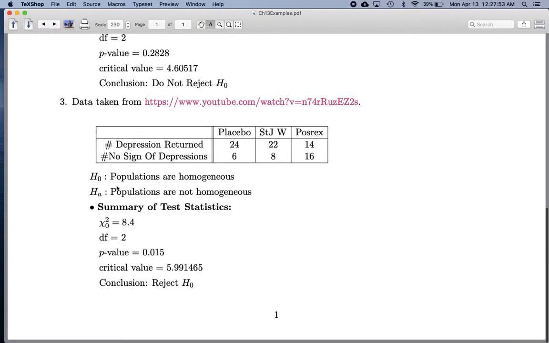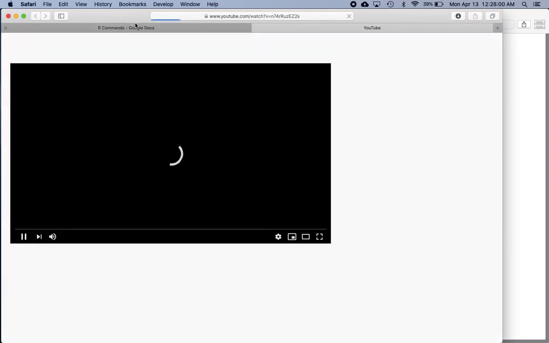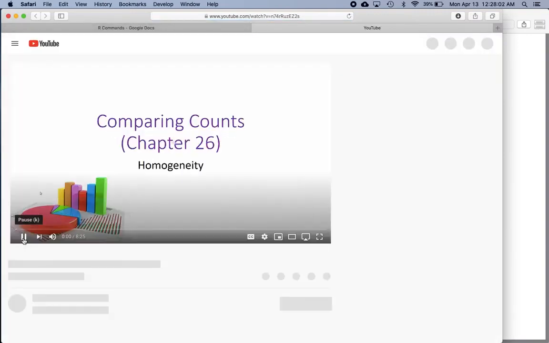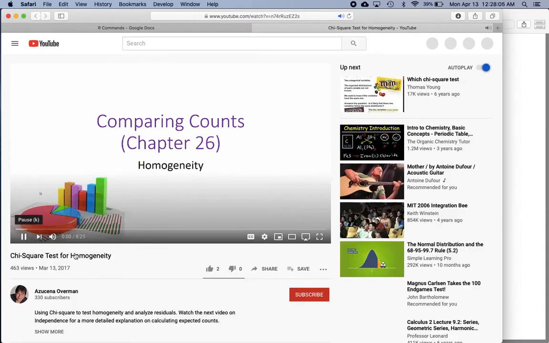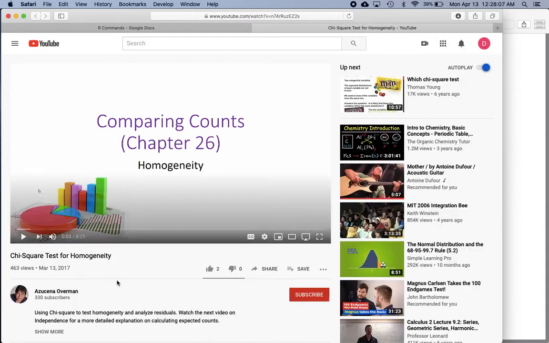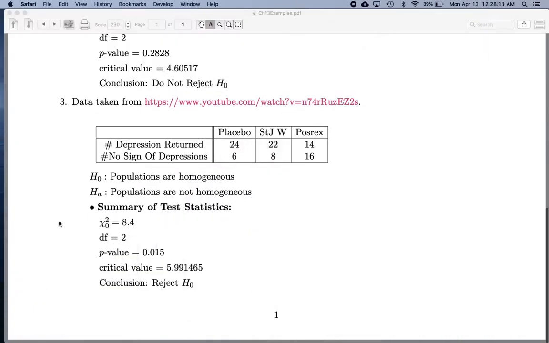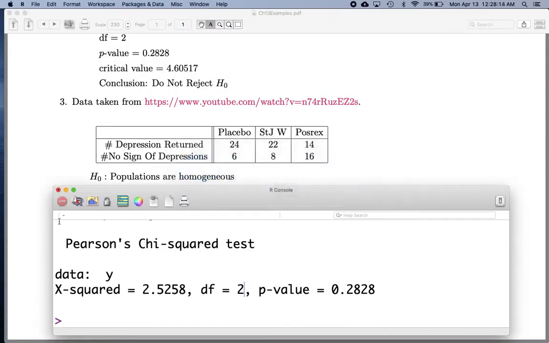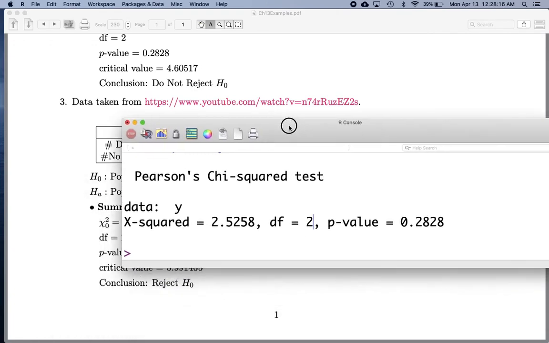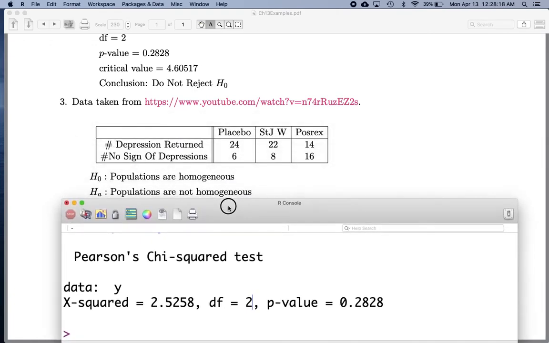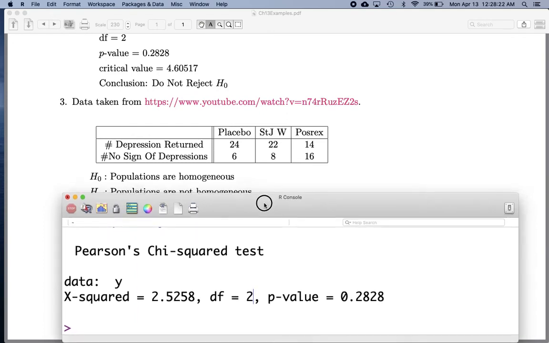Okay, so our final data set is taken from this last video. I just want to show you, this last video is the chi-squared test for homogeneity. And what we're going to do there is test whether or not our populations are homogeneous, meaning whether they're the same or not, and whether there's any difference.